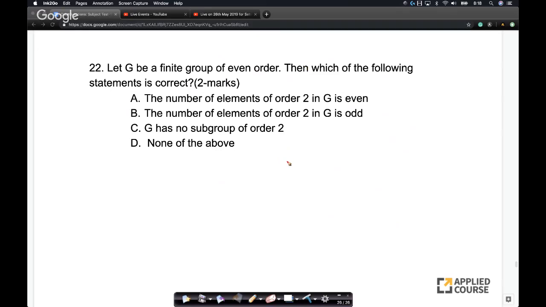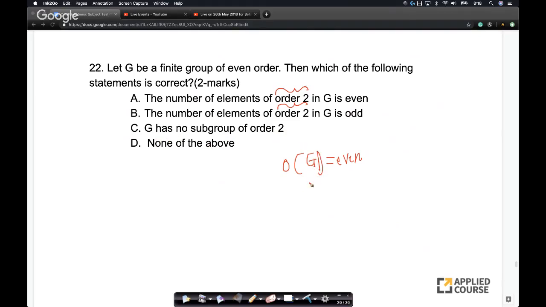So the order of the group is even. The number of elements of order 2 is even. The number of elements of order 2 is odd. There is no subgroup of order 2, and none of the above. Let's see.